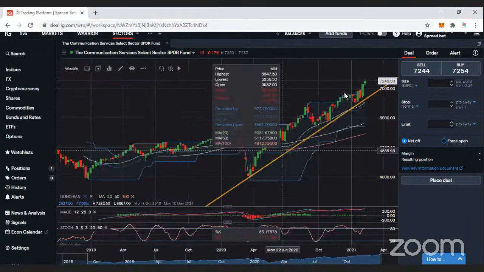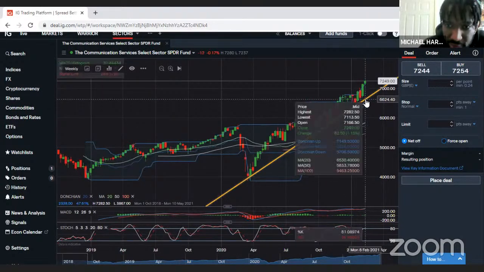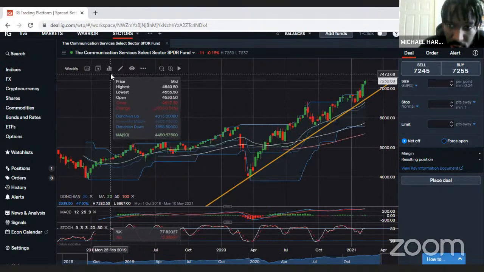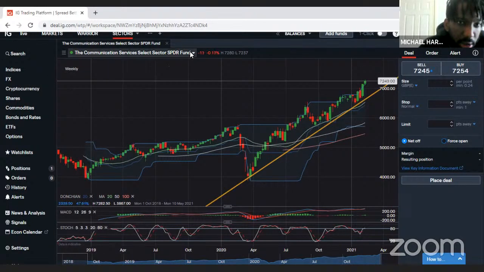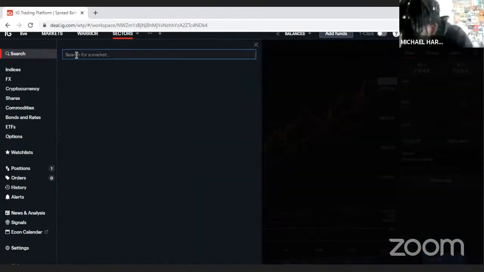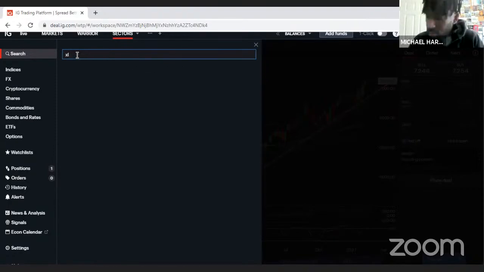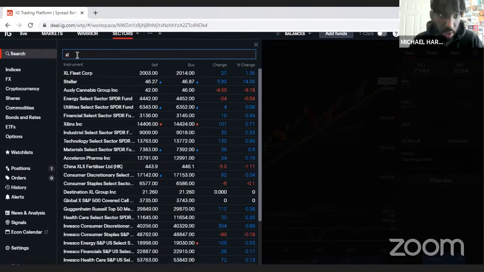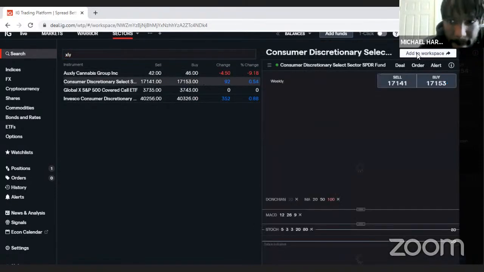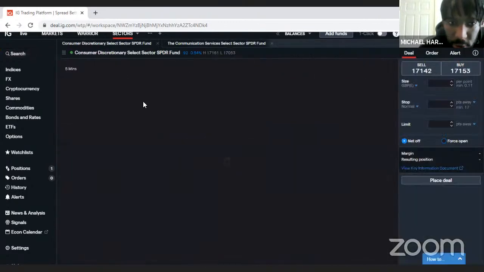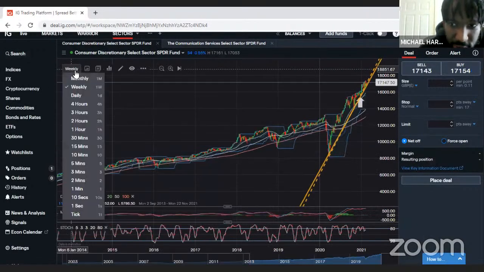Yeah, see, that's quite high. No possible entry yet. We'll just wait for that to come down. Cool. So next one is the consumer discretionary sector. So that'll be XLY. So we've already got this kind of lined up, which is good.